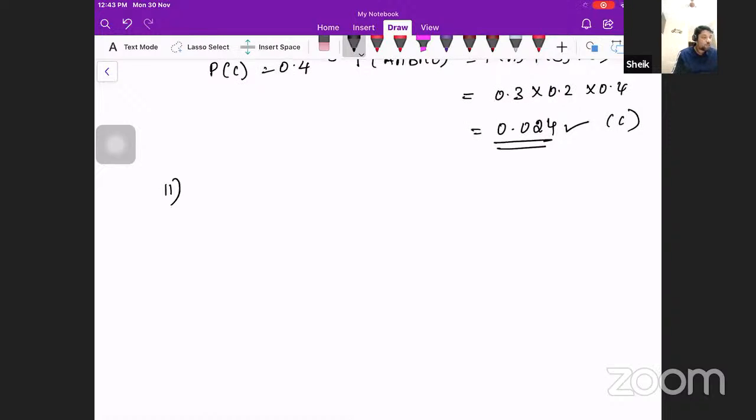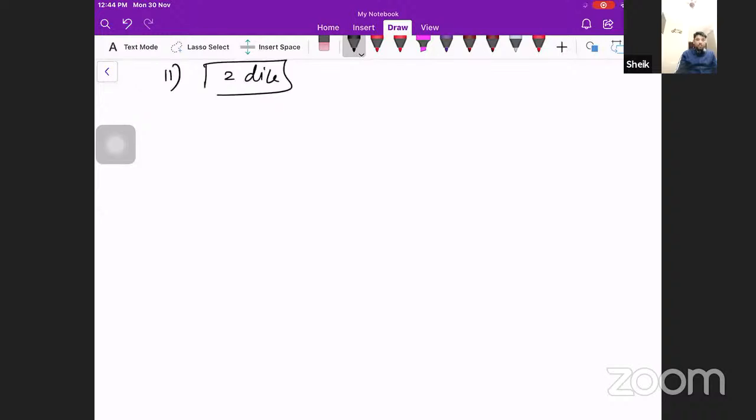Sum number 11. What is the chance of throwing at least 7 in a single cast with 2 dice? See guys, 2 dice problems. I'll just give you one table. I think this table will help you for 2 dice sums.